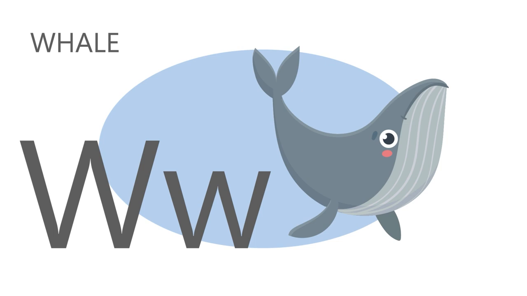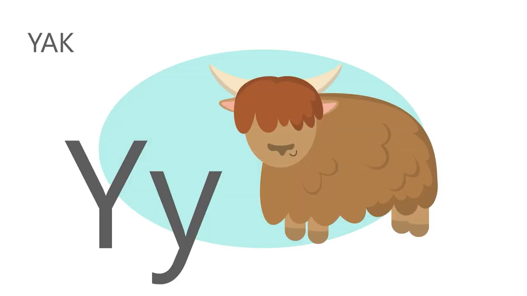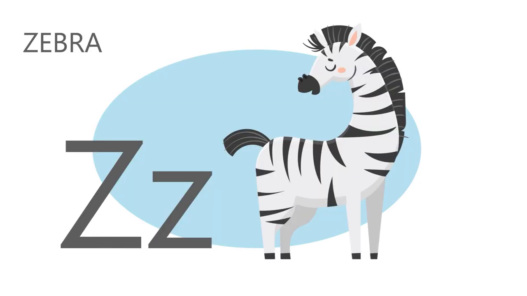W is for whale. W, w, whale. X is for x-ray fish. X, x, x-ray fish. Y is for yak. Y, y, yak. Z is for zebra. Z, z, zebra.